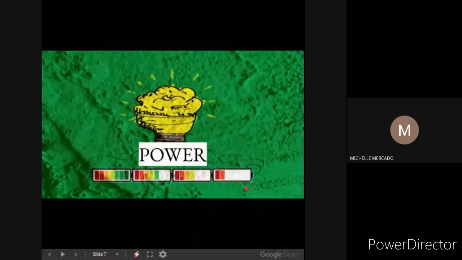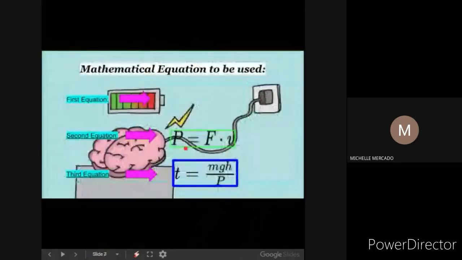Okay, next, power. Again, ano nga po yung tinatawag nating power? When we say power, it is the rate at which work is performed or energy is converted. So, ibig sabihin, the faster a person works, the more power she exerts. Then the formula that we're going to use to identify the power of an object as well as the minimum time that is needed is these three.